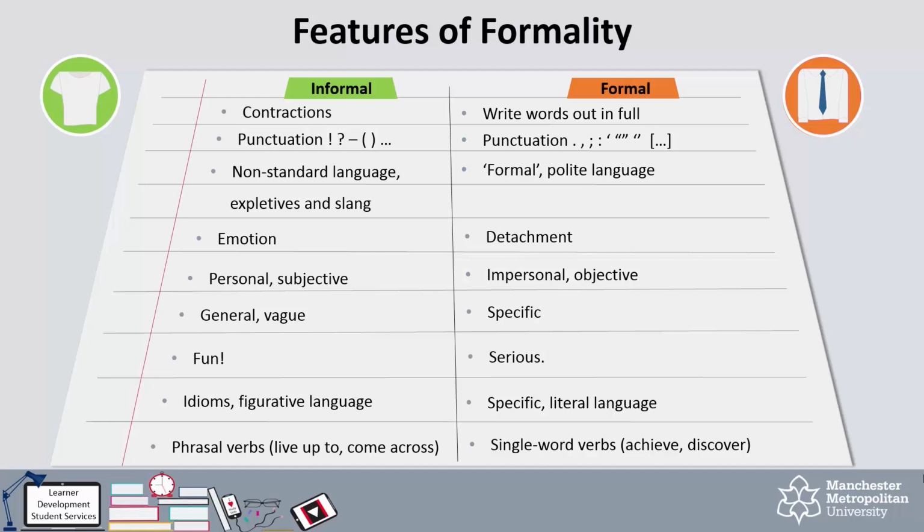So does live up to mean to survive in an upwards direction? It might seem clear to you that this is not what it means, but your reader can misunderstand what you're trying to say. Instead, use unambiguous language such as achieve or meet expectations.